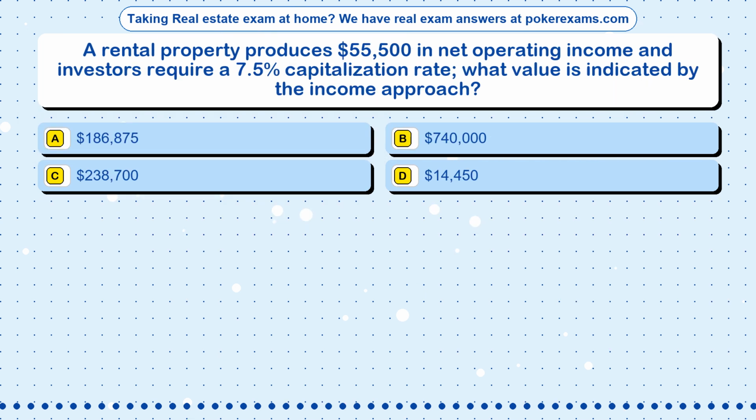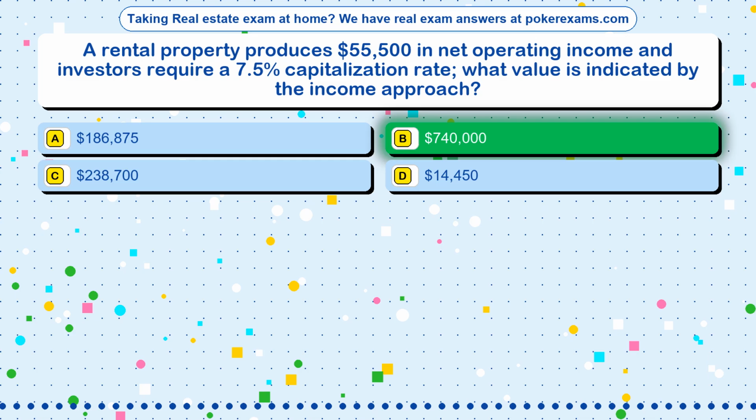Question 10. A rental property produces $55,500 in net operating income and investors require a 7.5% capitalization rate. What value is indicated by the income approach? Option A, $186,875. Option B, $740,000. Option C, $238,700. Option D, $14,450.